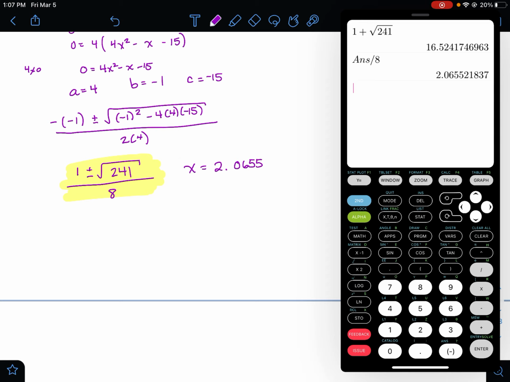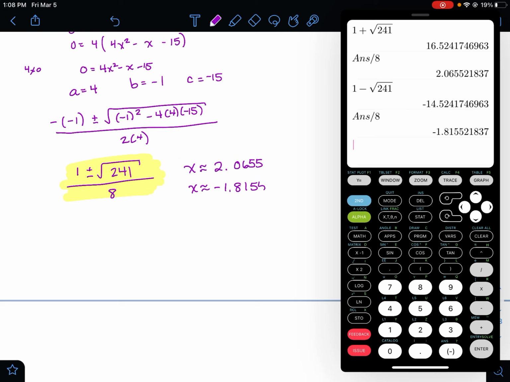Oh, that is 4. Okay, so we're done there. And then, since I did 1 plus, I need to do 1 minus the square root of 241. 1 minus the square root, there I go, 241, divided by 8. And we get x is approximately, I'm going to fix those, to negative 1.8155. Okay, so there's our decimal values.